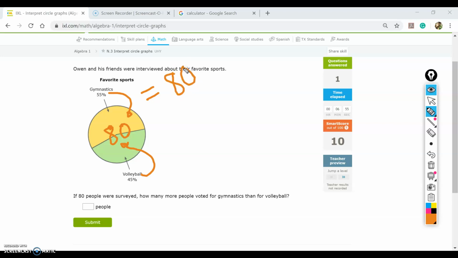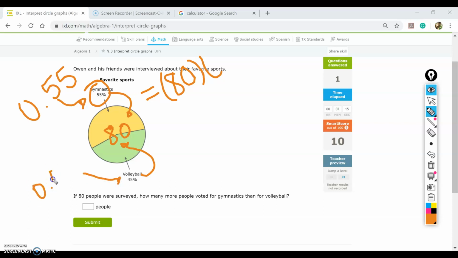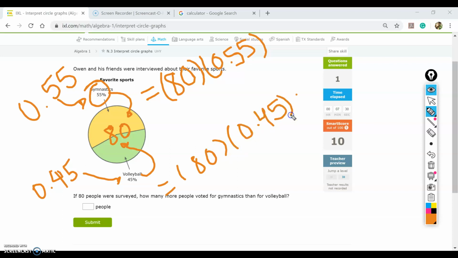If you want to get the percent of anything, it would be the number they're telling you times the percent. But now for the percent, you need to convert it to decimal. In this case, it would be 0.55. That's the percent. What do you think would be for volleyball? Yeah, 0.45. So you can type in here 80 times 0.55, and let's see what that gives us. And then for volleyball, I would have 80 times 0.45. And then we will find the difference between the number we get here and the number we get here.